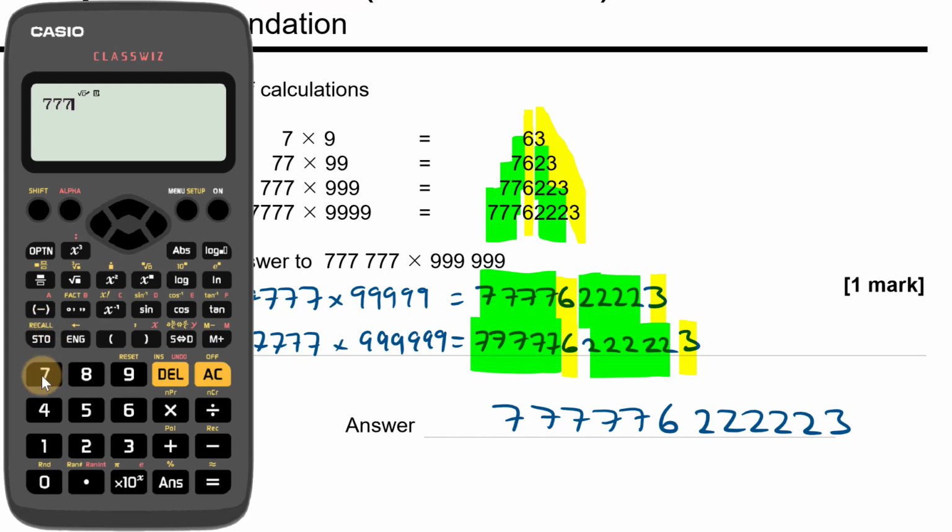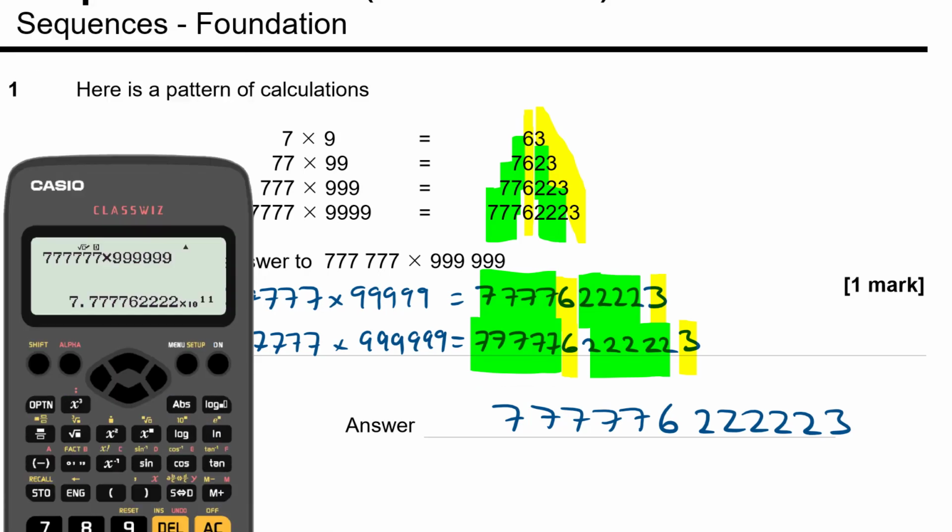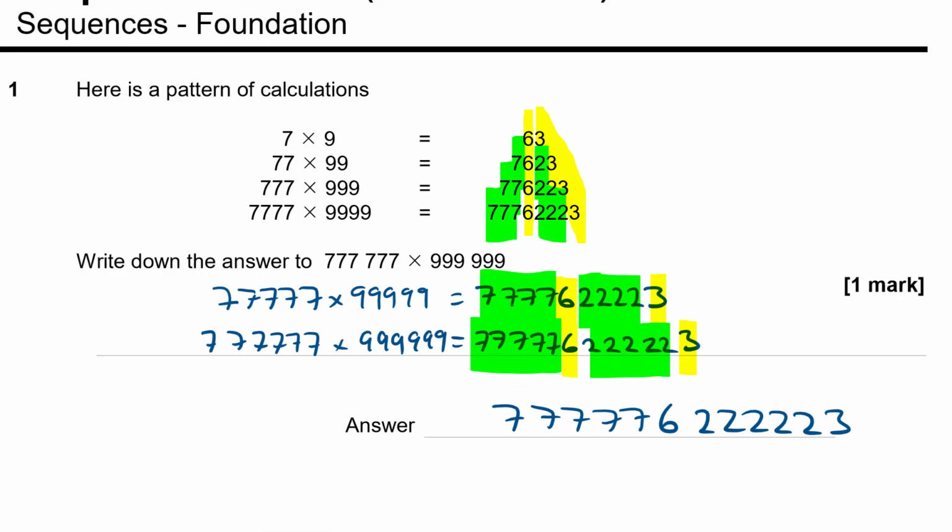So if I tap 777 times 999 times 999 into the calculator, you can see I get an answer which is written in standard form. It's run out of digits to display it, so it can't do it all. I've got 12 digits, and I think my calculator can only go up to 10. So we're just going to have to trust in the pattern and hope that's the right answer.